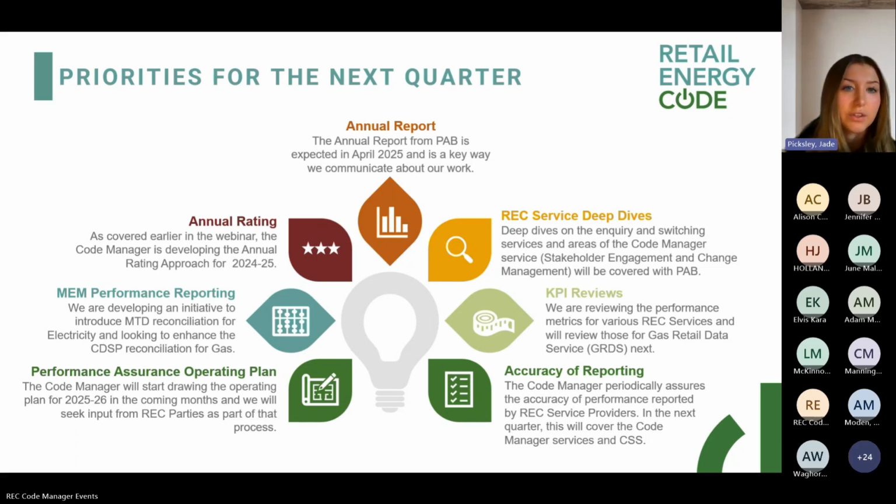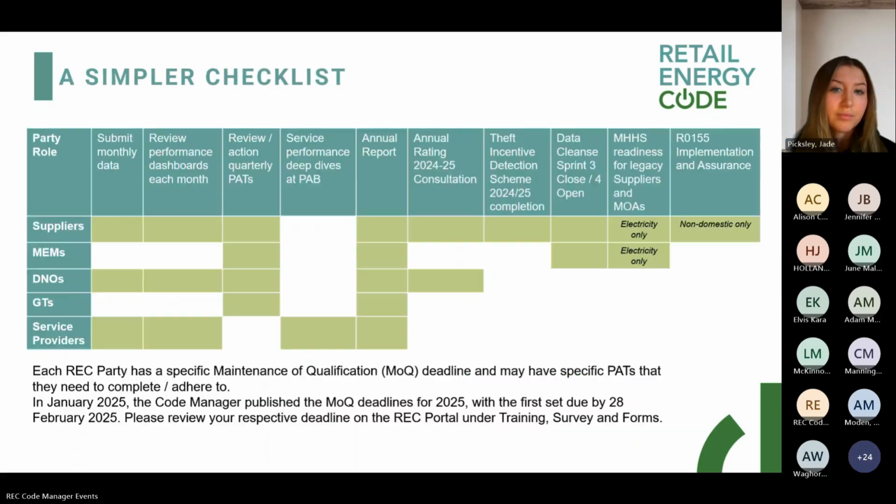And then just moving on to the next slide. We've got a checklist here for parties. As we noted earlier in the year, we showed you a similar checklist, and everyone found it quite helpful to go over these. For submitting monthly data, it's important for suppliers, DNOs and service providers to do this on time, so there's no delay in our analysis of reports. These party roles should also be ensuring they are reviewing the performance dashboard every month.